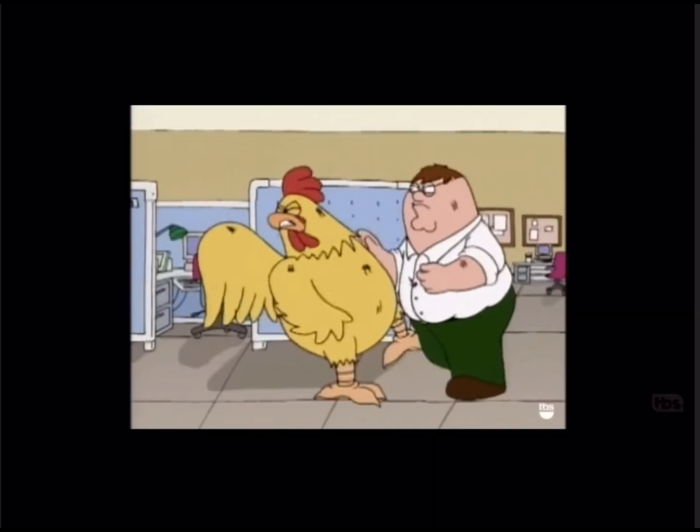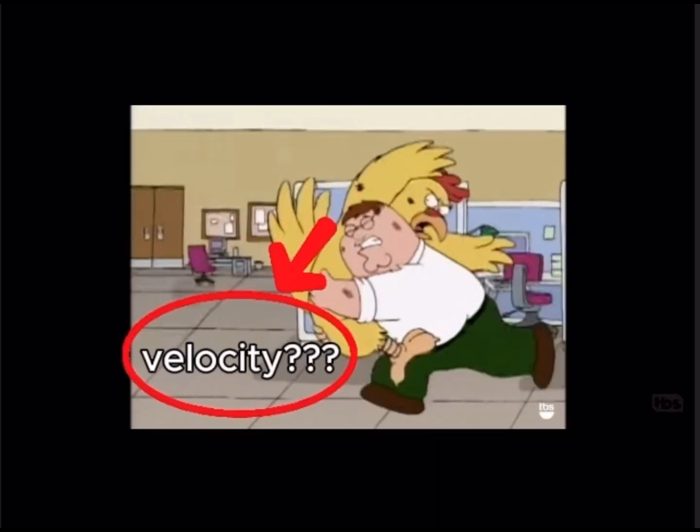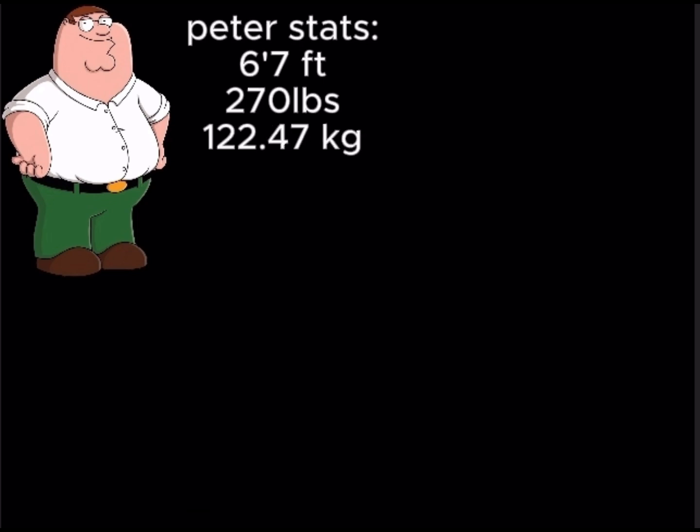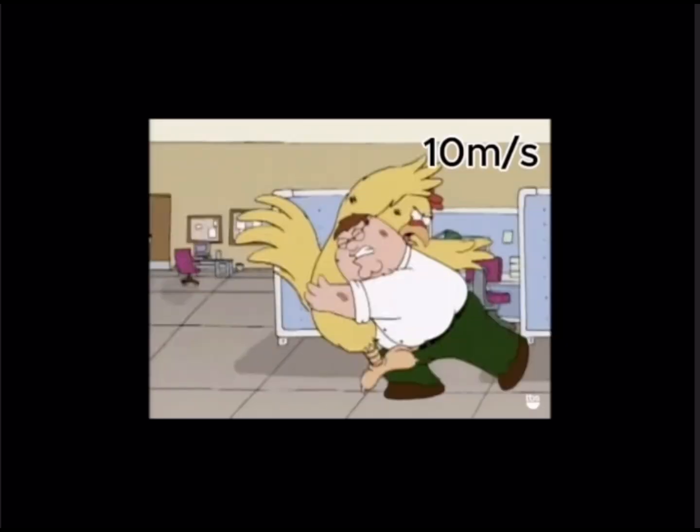The problem we will be solving based on that clip is what is the velocity of Ernie the Giant Chicken before colliding with Peter? Let's plug in all the information we have. Peter will be object 1, and Ernie will be object 2. Peter's mass is 270 pounds, but when we solve for momentum, we don't use pounds, we use kilograms. So Peter's converted weight would be 122.47 kg. As stated earlier, Peter charges at Ernie at 10 meters per second.